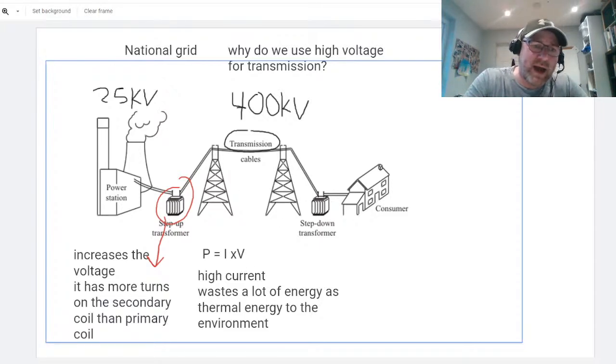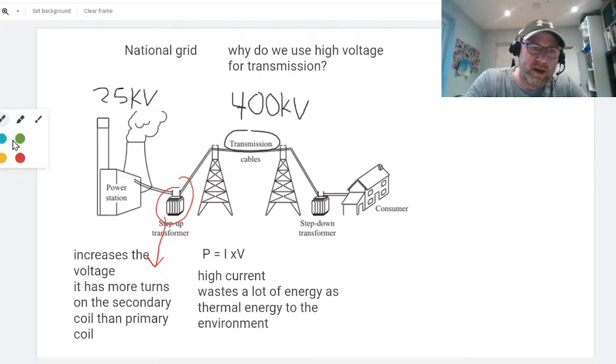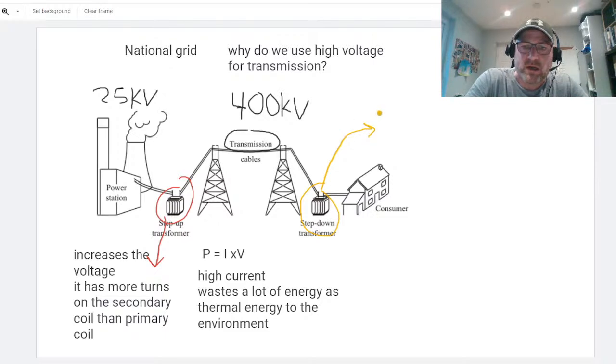Now when we get to your house over here, we need to step down the voltage to, does anyone know the voltage of the mains? Lost everybody for a second. Yeah, well done, guys. It's 230 volts.